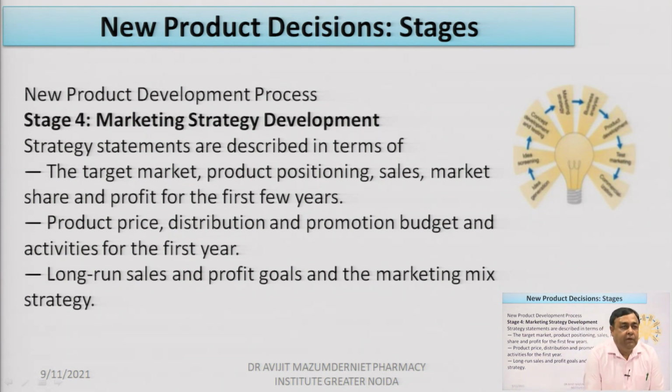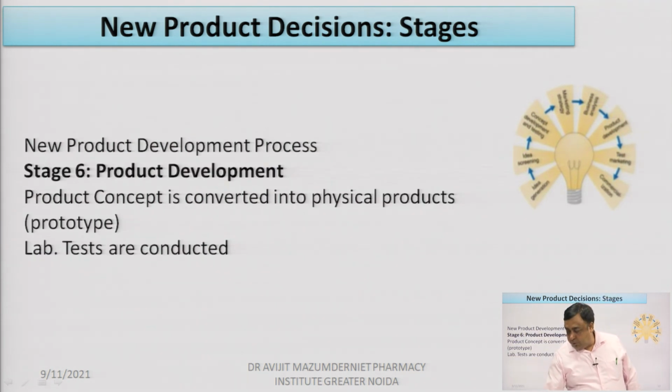Then the market strategy development. It is developed in terms of the target market, product positioning, sales, market share, and profit for the first few years. We also consider the product price, distribution and promotional budget, particularly during the first year, long run sales, profit goals and marketing mix strategies. They are all considered under the marketing strategy development process. Now, the product concept is converted into a physical product prototype. Lab tests are done to see whether the product is viable.